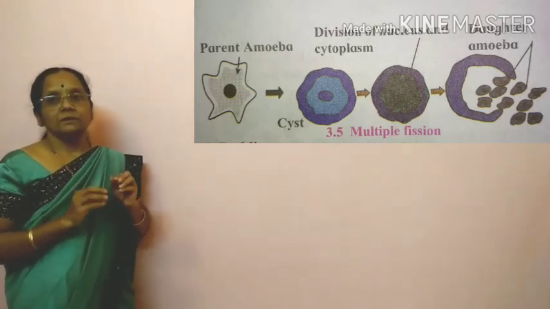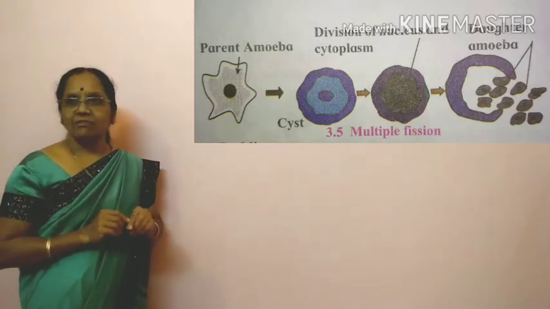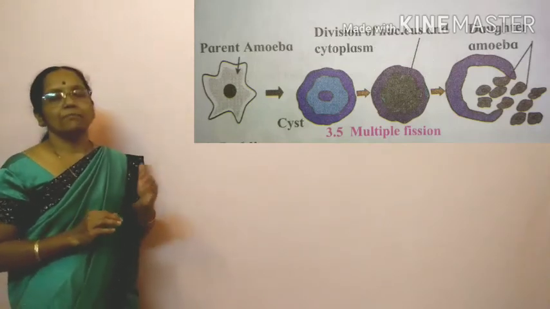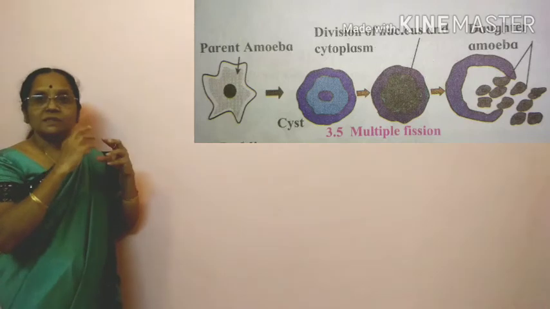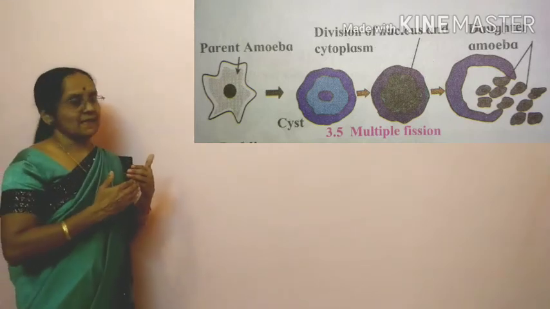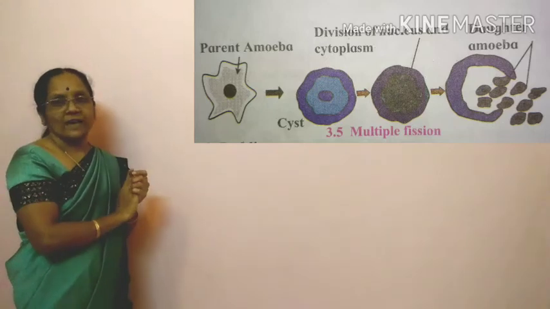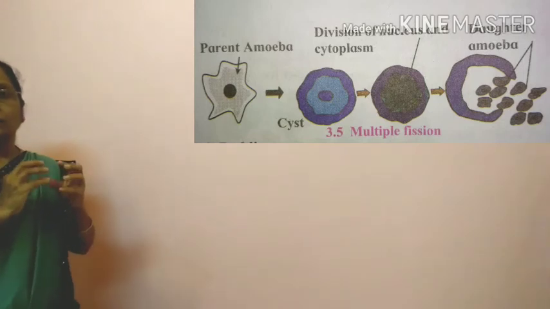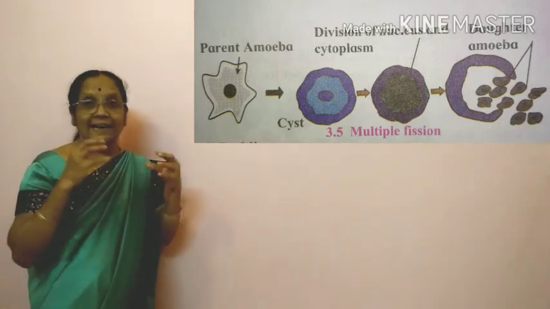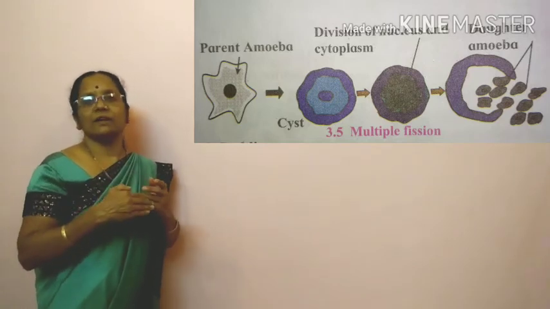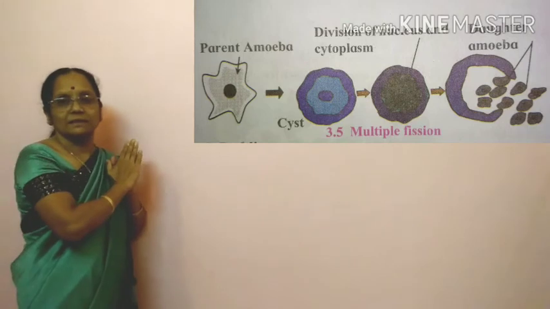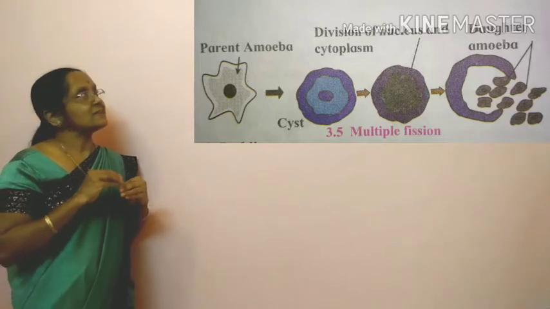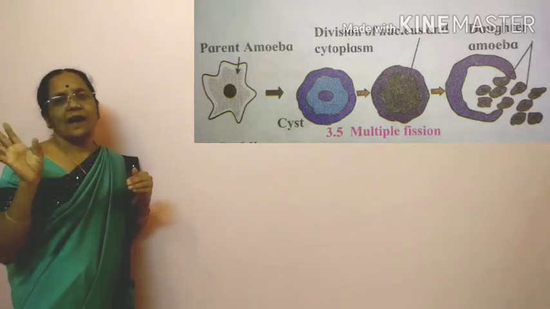When the conditions are adverse, these animals are mainly, we will see the amoeba. Amoeba forms a protective covering around itself. That protective covering is called the cyst. The enclosed amoeba in this protective covering, this is the cyst. In this cyst, the nucleus of the amoeba gets divided into many nuclei.